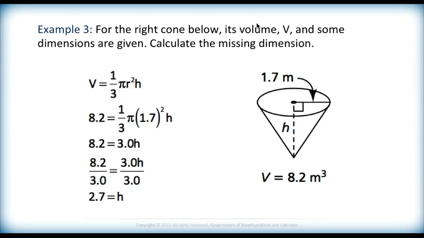Height, h, is the variable we need to isolate. Again, we will divide both sides by 3.0. 8.2 divided by 3.0 will result in 2.7. The height, which is the missing dimension, of our cone is equal to 2.7 meters.